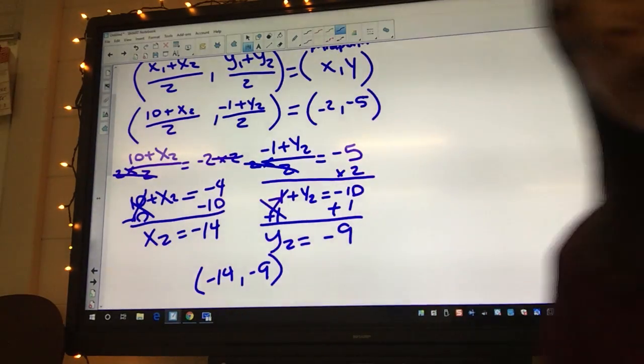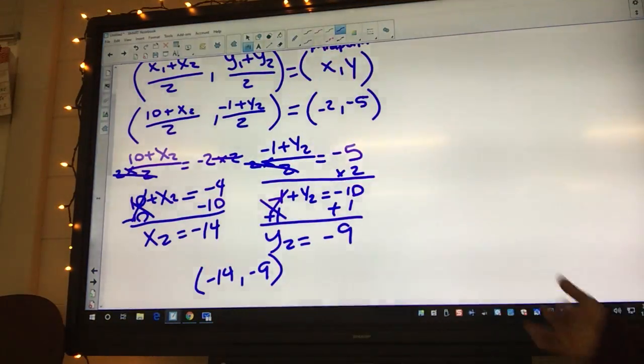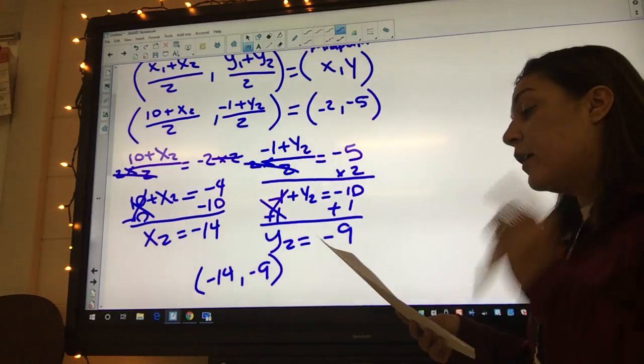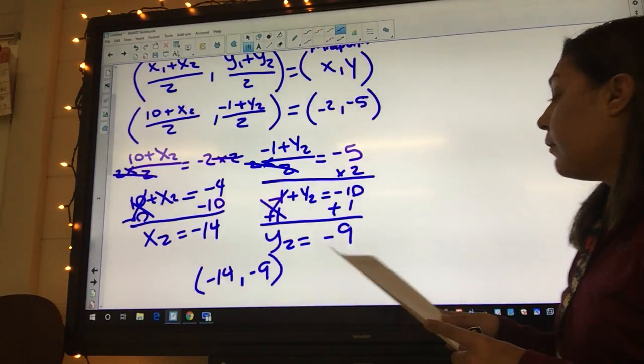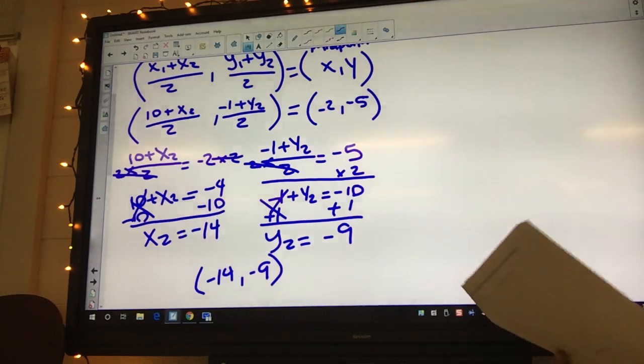Okay, and that one I did a little bit slower, not like slower pace, but more steps than what I normally would. Some of you guys are going to need to do those longer steps. Some of you guys are going to be able to do those shorter steps.